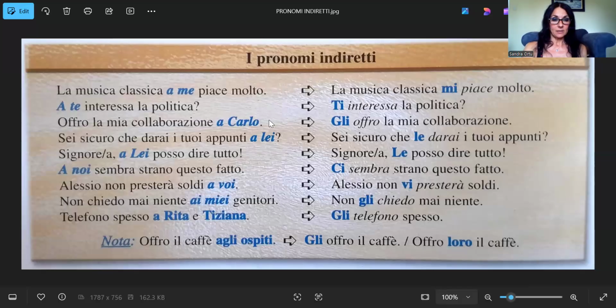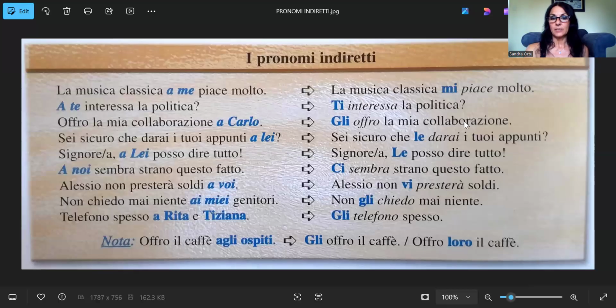Here, the next example, offro la mia collaborazione a Carlo. I offer my collaboration, my help to Carlo. And here, gli offro la mia collaborazione. I offer him my collaboration. Especially because here we have the name, there is already a difference. So I'm offering my collaboration to Carlo specifically, nobody else, but Carlo, yes, I will.